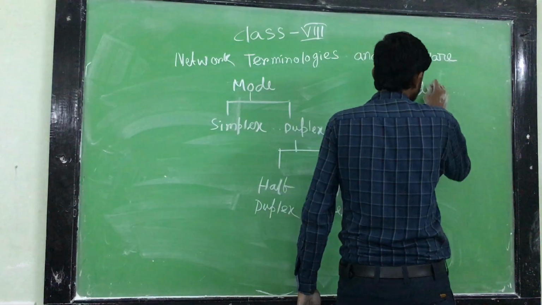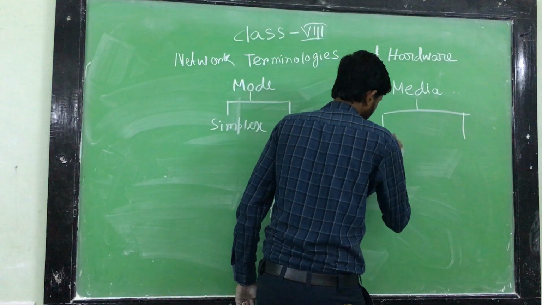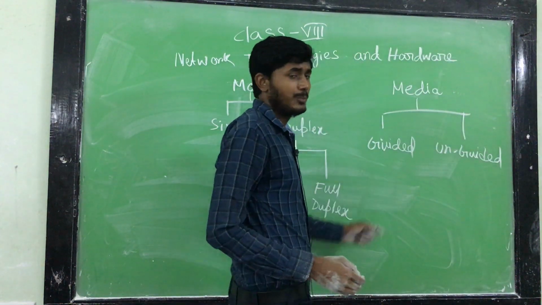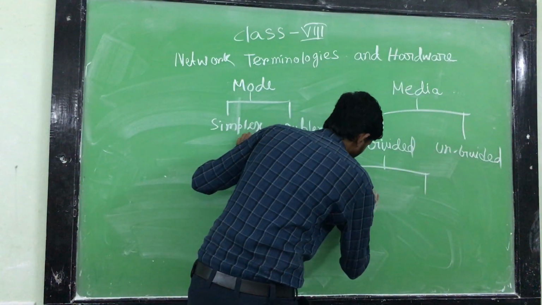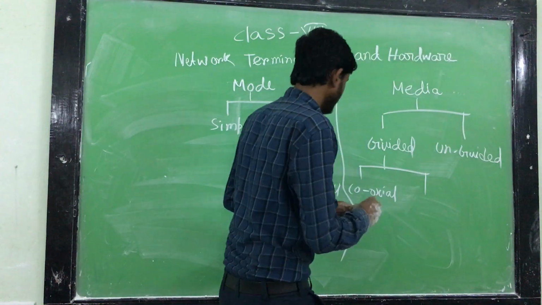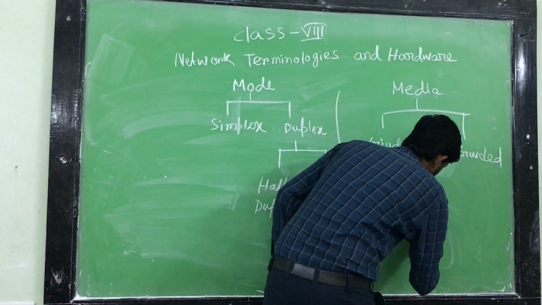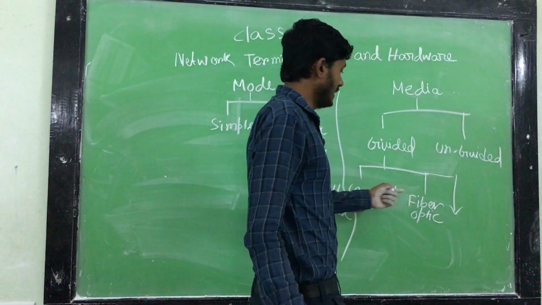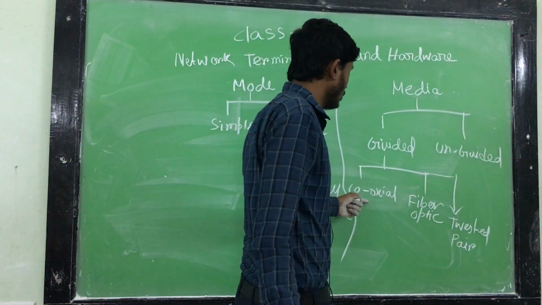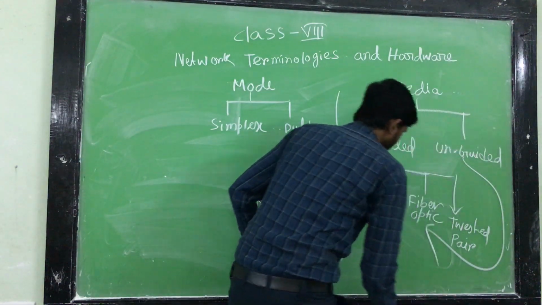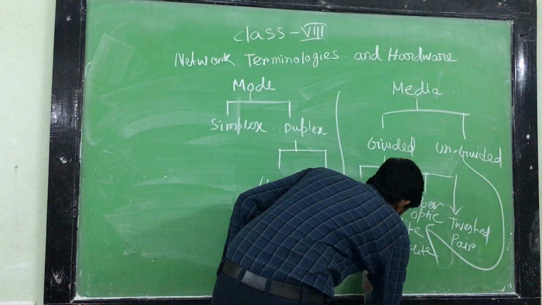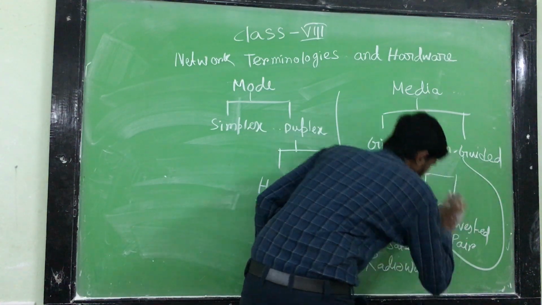The next point will be media: guided and unguided. Guided is connected with the help of cable only. Guided media is divided into coaxial cable, fiber optic cable, and twisted pair cable. Unguided media is divided into satellite, geosatellite, radio wave, microwave, and so on. Clear?